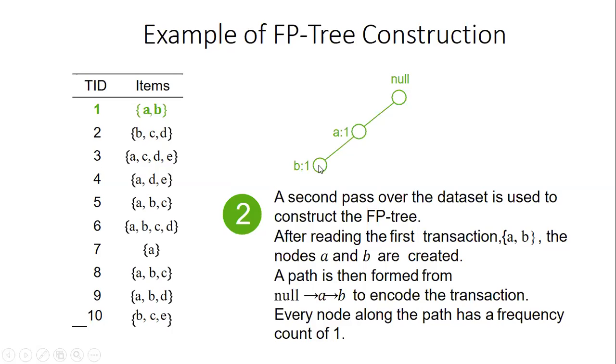B is already there here, but I cannot make it B, C, D. It will give the wrong intuition, that the customer also purchased A. But the customer has not purchased A. So when we pass over the second transaction, we have to start with a new branch. We'll see it in the next slide.